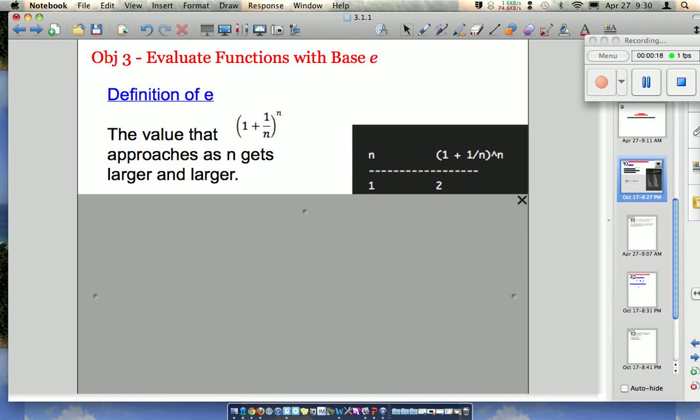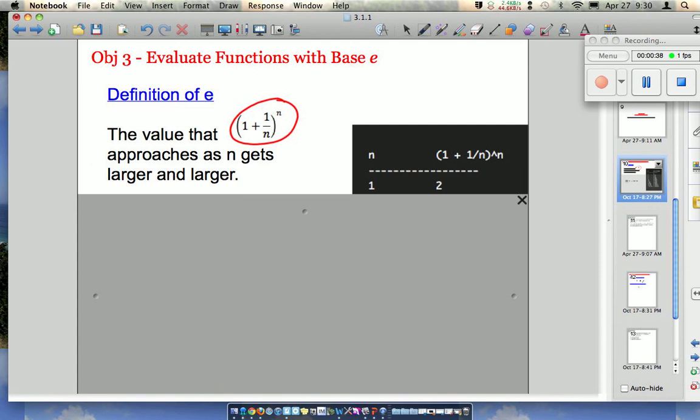And what they realized is that when they performed this operation over and over again, when n got larger and larger, they noticed that the value leveled off. And that's actually the definition of E: when n gets exceedingly large, that value stays at a constant. It has somewhat of a ceiling to it.